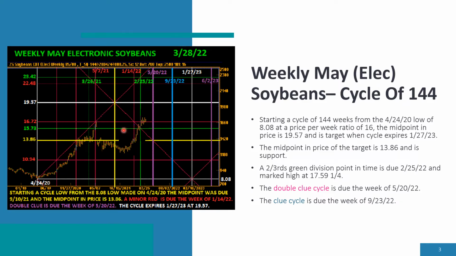Support comes in at the 1/3 division point in price of 1573. That's the green horizontal line. Below there, support at the midpoint in price, or midpoint of the midpoint, which is the target. So that crosses at 1386. Resistance comes in at the target of 1957, and above there, if things really get hot, we have the 2/3 division point in price of 2342 as a target and resistance.